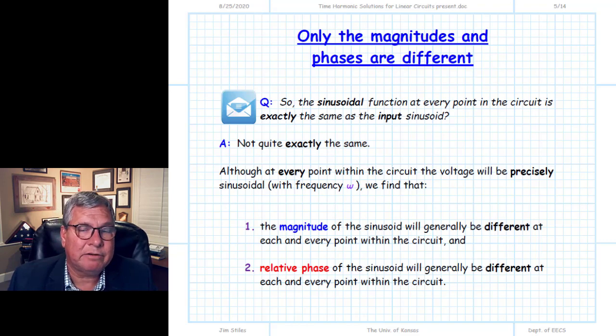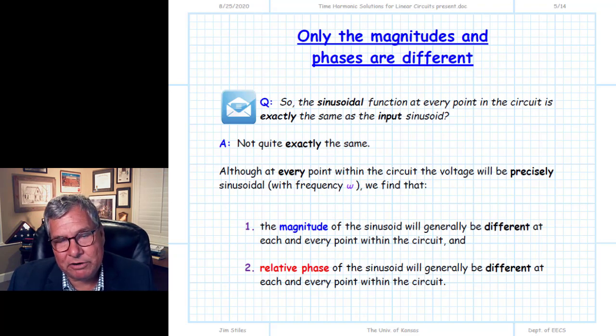What will change, however, from location to location of the circuit is the magnitude of that sinusoid and the phase of the sinusoid. Those other two parameters are not invariant as we move across the circuit. They will change and be different from the source and likewise different from each other. In other words, different from element to element to element.